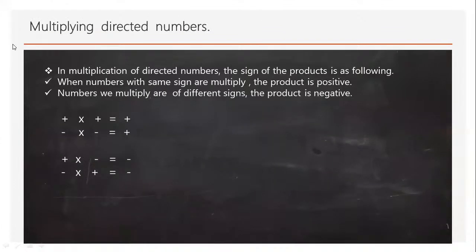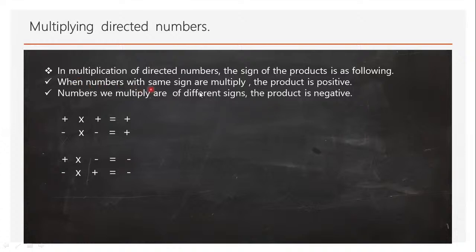Next one, multiplying directed numbers. That is easy really. In multiplication of directed numbers, the sign of the product is as follows. When numbers with the same sign are multiplied, the product is positive. Now, as an example, look here. Plus into plus, plus. Minus into minus, then also plus. Plus into minus, minus. Minus into plus, minus. When the numbers multiplied have different signs, the product is negative. Right?